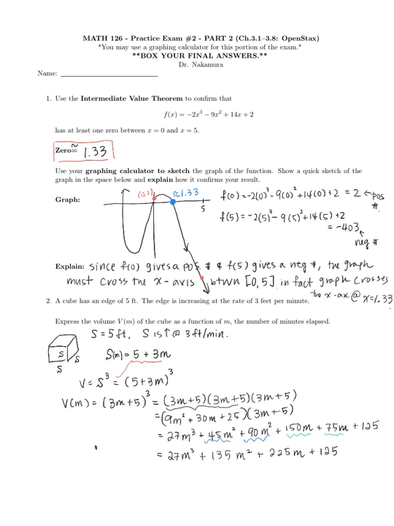All right, so therefore, our function v of m is that. So let me just box that for the answer.